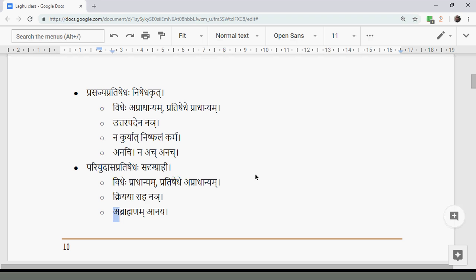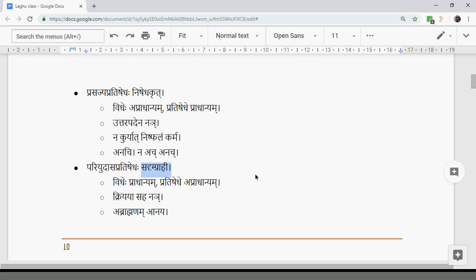That would have been prasajya pratisheda, if I interpret this as do not bring a brahmana. That is not what is being said. So here it is being said, abrahmanam anaya, vidhi pradhanyam is there. You bring someone who, if you don't get a brahmana, so for something brahmanas are needed, optionally if brahmana is not available, you bring a kshatriya. So sadrugrahi. Sadrugrahi is somebody like brahmana.